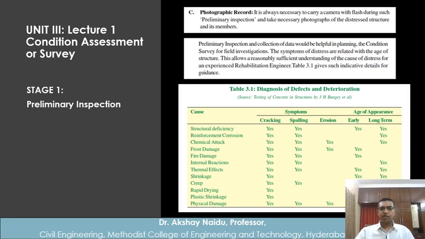Is there a structural deficiency? Yes. Is there spalling? Yes. Age of appearance: early, and it has been a long term. Reinforcement corrosion? Yes, there is cracking because of reinforcement corrosion. There is spalling also. However, it is not early, but it has a long-term impact. Then frost damage, fire damage, chemical attack, all these. Just a sample.